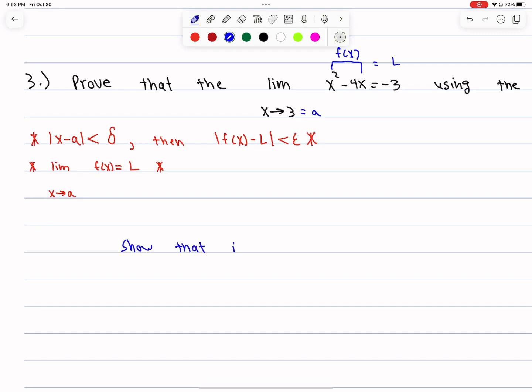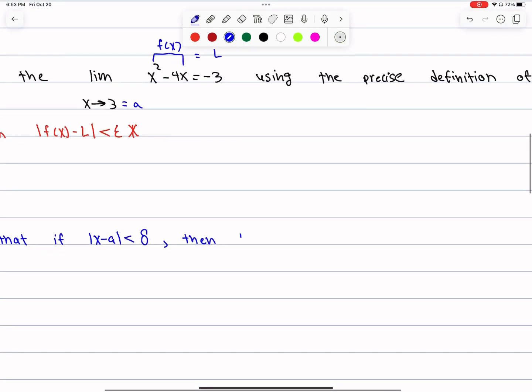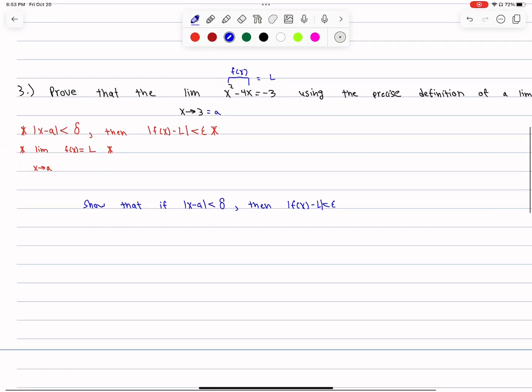Another way that you can rephrase the question is by saying, show that if the absolute value of x minus a is less than delta, then the absolute value of f of x minus L is less than epsilon, as shown right here. This is combining both formulas that we gave at the beginning, so it makes more sense like that, I think.